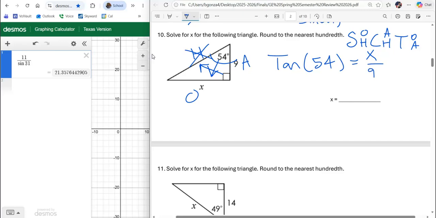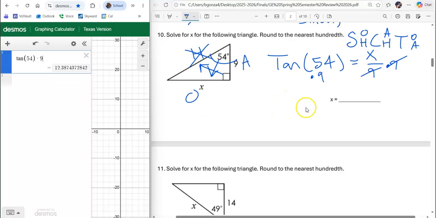And then to get rid of the divided by 9, you multiply by 9, multiply by 9. Tan 54 times 9. 12.387 to the hundredths. The 7 makes it round up to 39. 12.39.